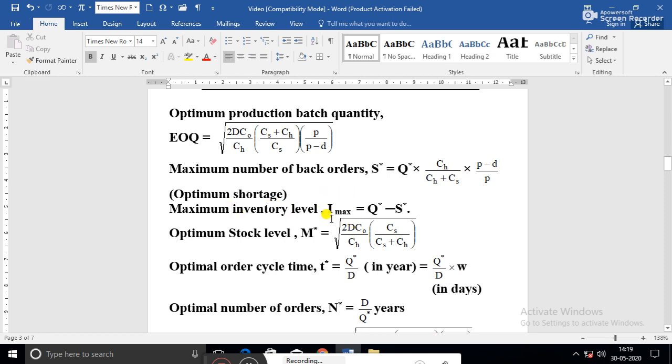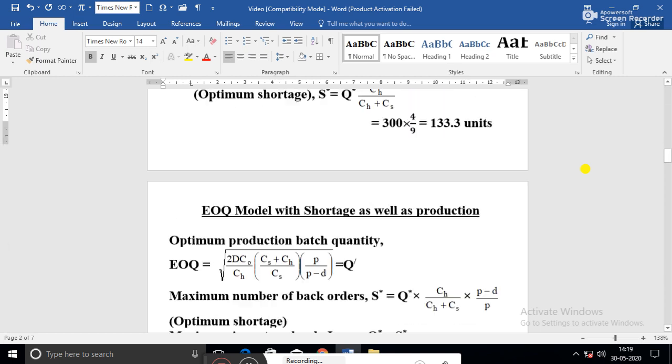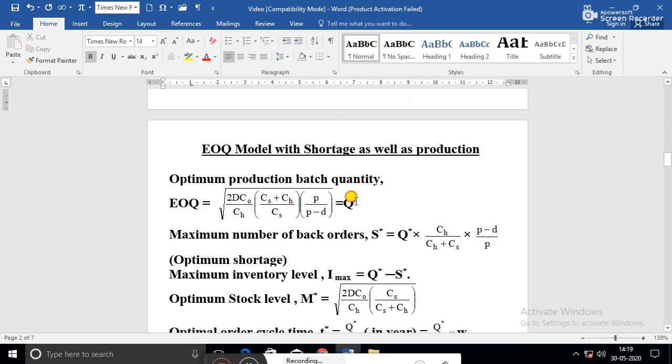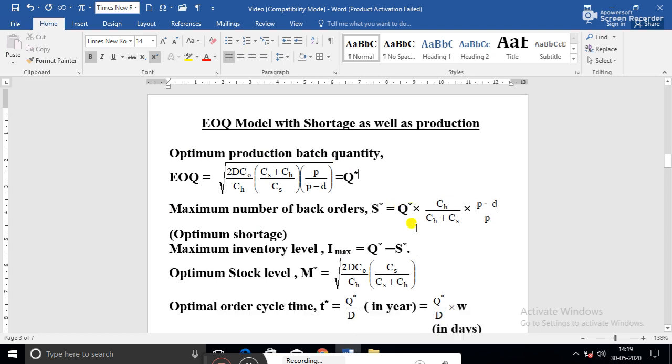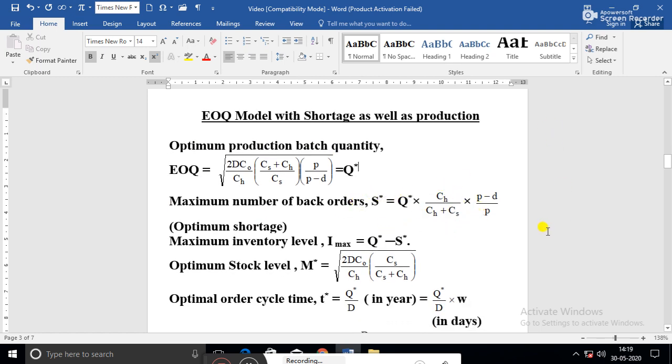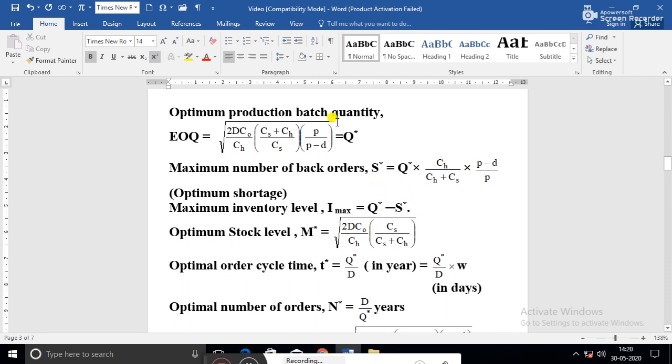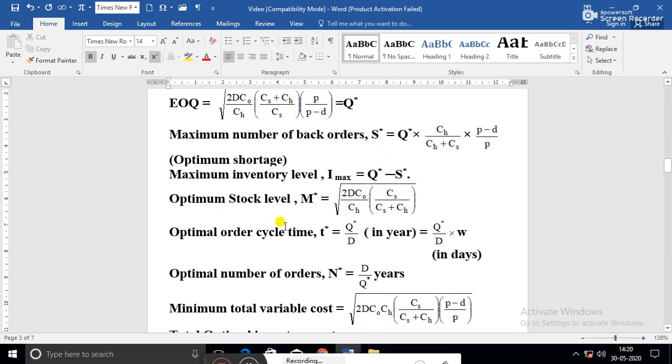And next, the maximum level of inventory, which is Q star minus S star. Q star we have found. This is your Q star, because Q star means the quantity you are actually using, that is the concept. Sorry, this should be Q star. Yes, Q star is this for EOQ. Now S star is Q star into this amount, and maximum inventory is this Q star minus S star, and the optimum level of course you can find out. This is also another formula.